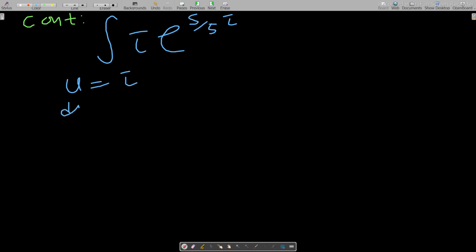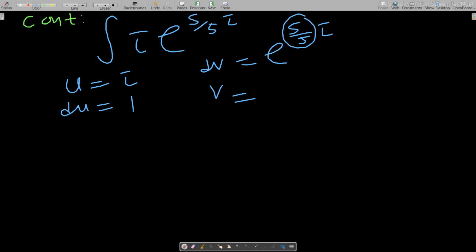Okay, so I have integral of tau e to the power s over 5 tau. Now this is integration by parts, so I say u equals tau, and the du will give me what, 1. Then dv is equal to e to the power s over 5 tau, and v will give me, when I integrate this side, I'll get, mind you, this is s over 5. Okay, this side is s over 5. I'll get 5 over s e to the power s over 5 tau.